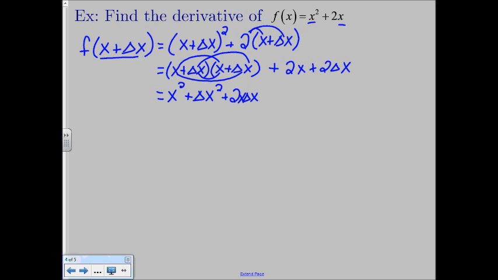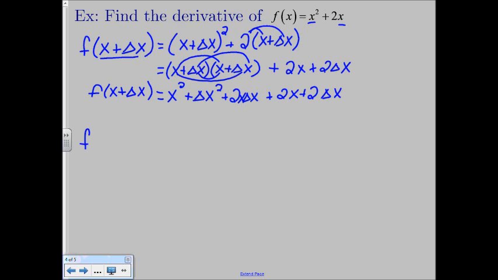Just wrote them in the wrong order. Excuse that. So then we get plus 2x plus 2 delta x there on the end. Okay, so this whole thing is going to be our f of x plus delta x. So now that we know that, we can plug into our limit definition of the derivative.